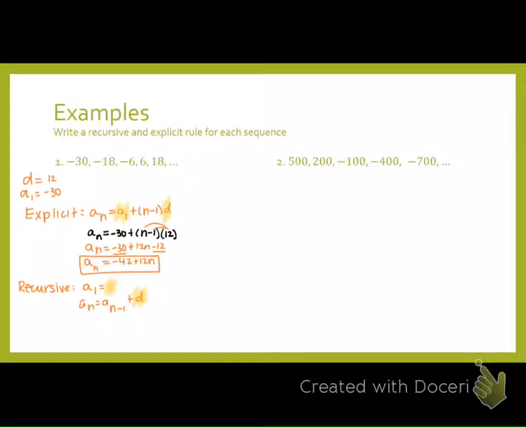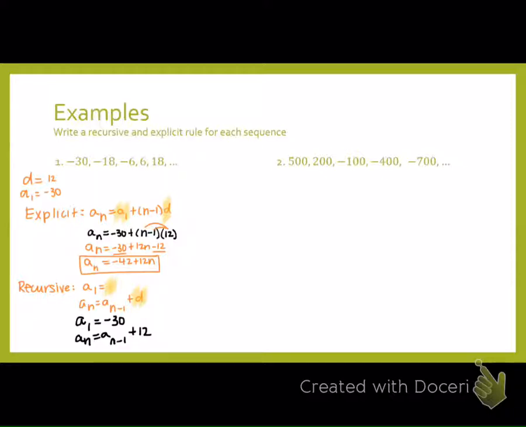So who thinks they can do the recursive one then? Who wants to try the recursive one? Go ahead, Jordan. A sub 1 is negative 30, and then plus d is... Right, but say the whole entire thing. Okay, so a sub 1 equals negative 30, and a sub n equals a sub n minus 1 plus 12. Good. So that is your recursive, and you don't have to simplify that from there. These are on different levels, so do not add the negative 1 to the 12.